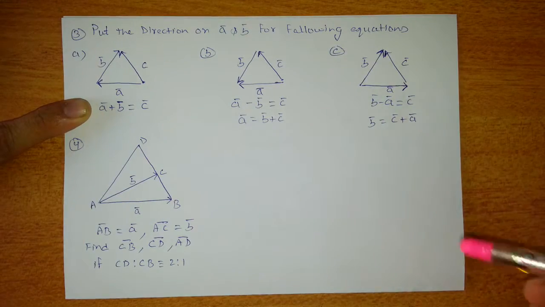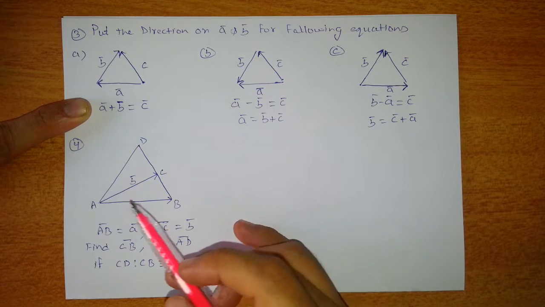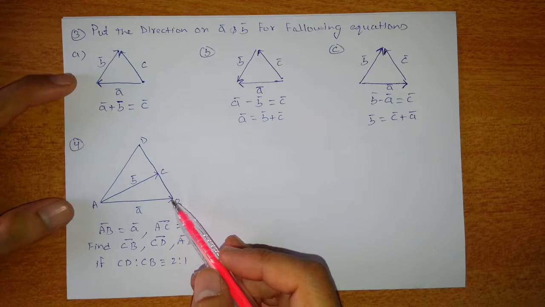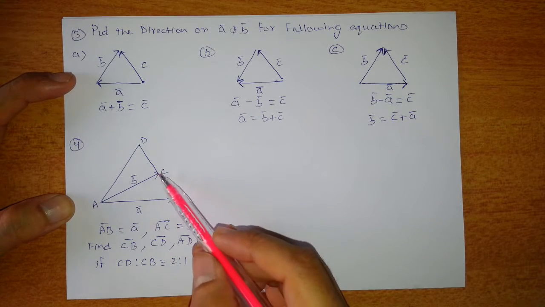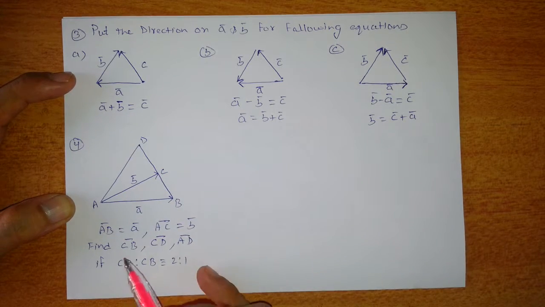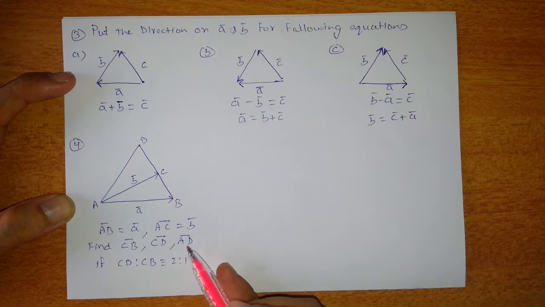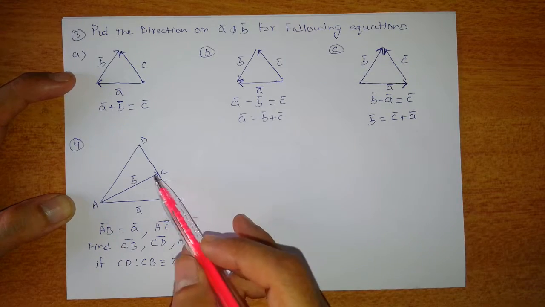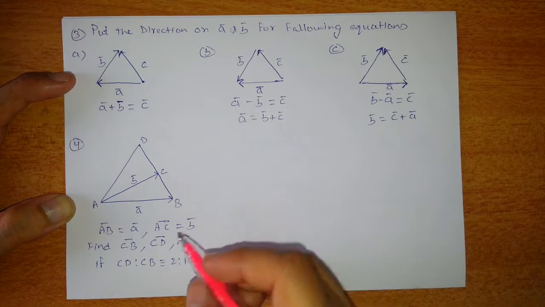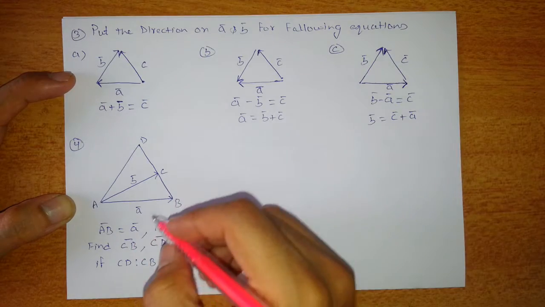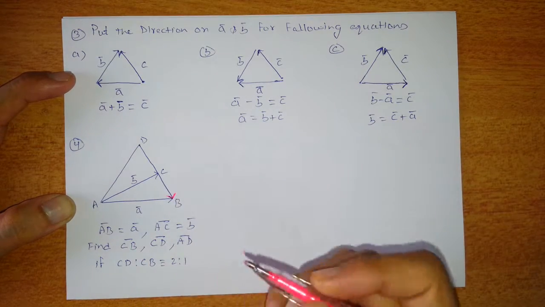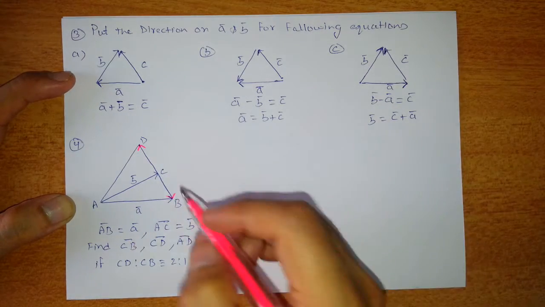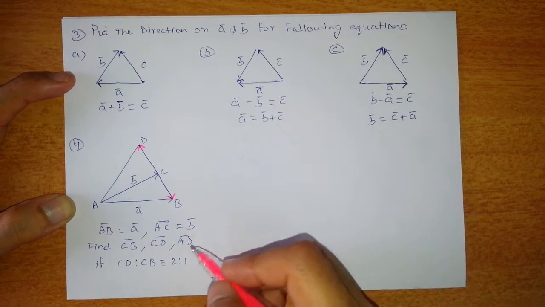In this question, we have to find, there is a triangle and side AB is given as vector A, and side AC is given as vector B. We have to find CB, CD and AD vector. Again, AB vector is from A to B. AC vector is from A to C. Similarly, CB vector will be this, C to B, and CD vector will be like this, C to D. So we have to find these vectors.